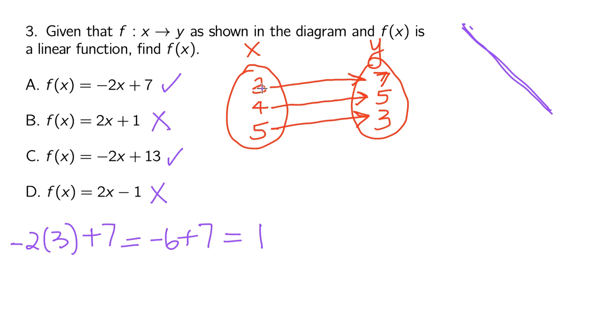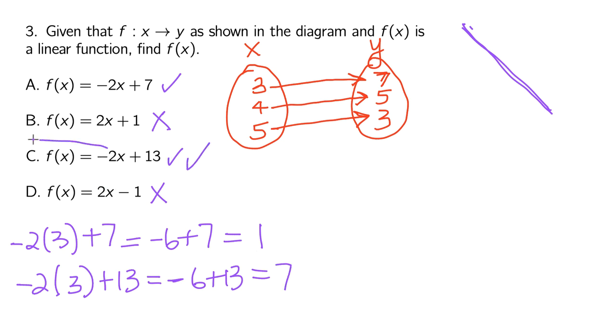But we want 3 to correspond to 7. So let's substitute into this one to see what we get. We get minus 2 times 3 plus 13, which is equal to minus 6 plus 13, which is equal to 7. So the right answer is C, just by excluding some of the options because we want a negative gradient, and then substituting into the two remaining ones to see which one was right. That's one way to do it.